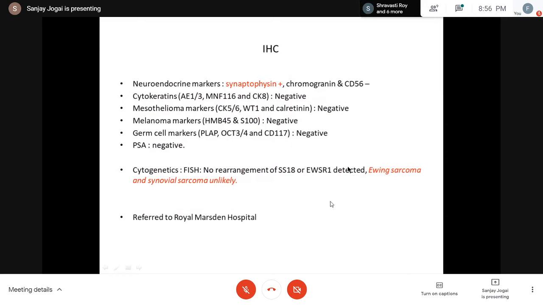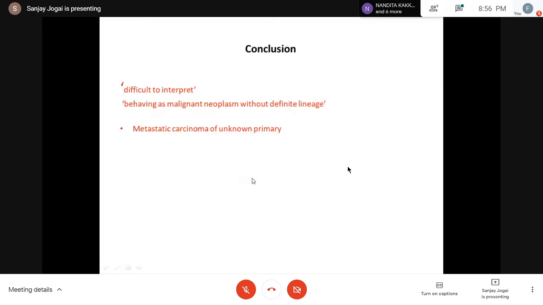I thought, is it an odd one? Shall we send it for FISH for synovial sarcoma? Sent that as well. Negative. Now obviously we are getting frustrated by this time, so I sent it to Marsden. The pathologist there did quite a few things. Quite a bit of it was repeating the same thing. Said difficult to interpret, clearly behaving as a malignant neoplasm, don't know the lineage, probably a metastatic carcinoma of unknown primary, and treated as such.